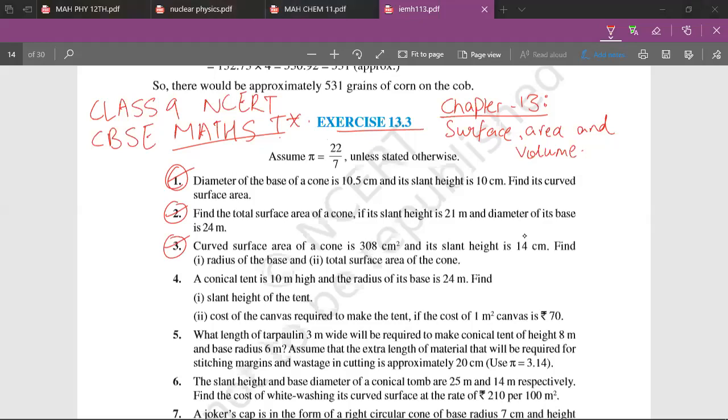So first, read the question. The diameter of the base of a cone is 10.5 centimeters. The only difference in each of these exercises is that there's a different shape according to the exercise. So in this exercise, we'll be doing cones: surface area, total surface area and curved surface area. So let's read the question. Diameter of the base of a cone is 10.5 centimeters and its slant height is 10 centimeters. Find its curved surface area.